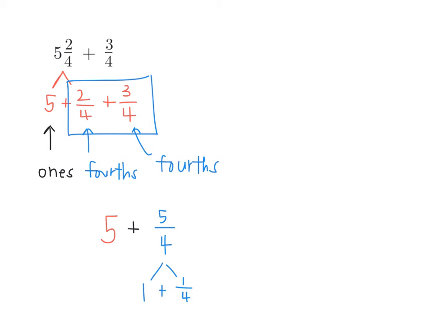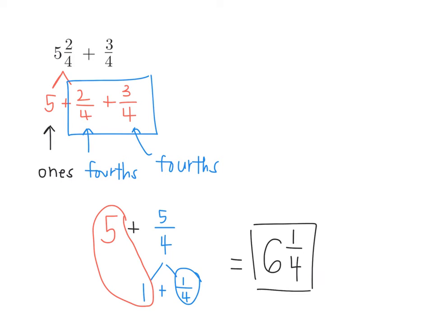So now our like units are the 5 and the 1, right? So what's 5 plus 1? 6. And what's our fraction part left over? 1/4. So what's the answer? 6 and 1/4. We can write it as a mixed number like that.